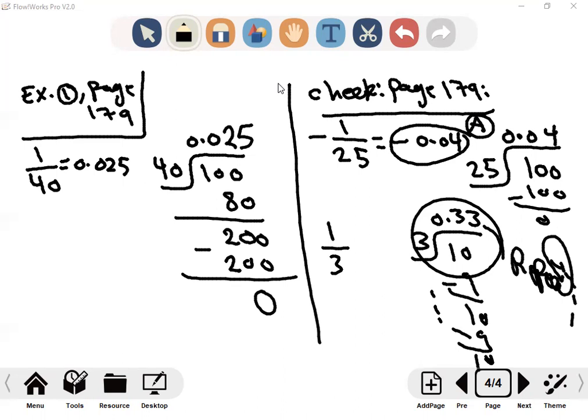Sir, I don't understand the repeating. Repeating means the division won't end here. Do you know how to do long division? Yes. Means the numbers won't end. Here it's terminating, because we end with 0. See? 0.